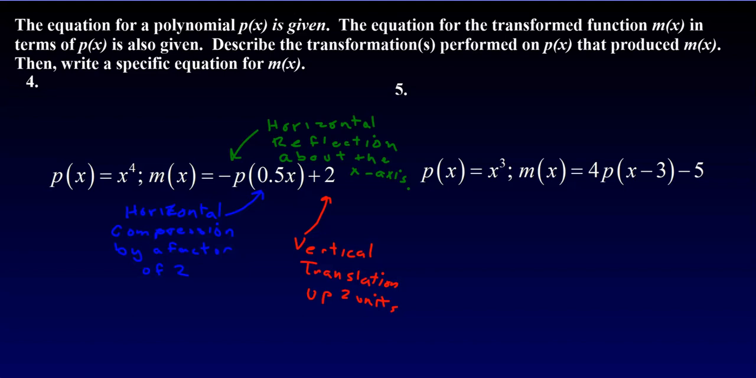And then the last thing it asks us to do is write this as a specific equation. So they're asking you to replace the p with what p is actually. Since p is x to the fourth, what we have is negative parentheses 0.5 x in parentheses, and then fourth on the outside, plus 2. And that's what our function is, our specific function.